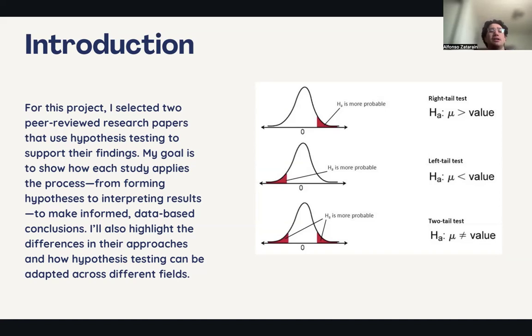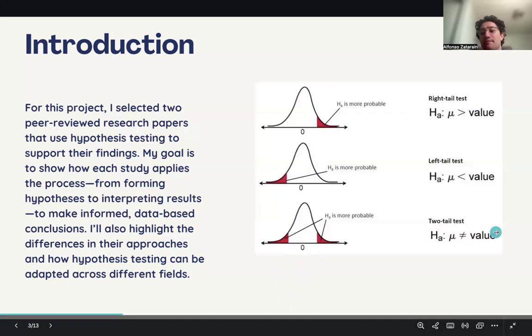What is the goal here? Well, my goal is to show how each study applies hypothesis testing to reach informed data-based decisions or conclusions. I'll also compare their methods and highlight how flexible and powerful hypothesis testing can be across disciplines. Here, I placed a little image of hypothesis testing. This will be a right tail test, as you can see, a left tail test, and a two-tailed, which would be the middle part.